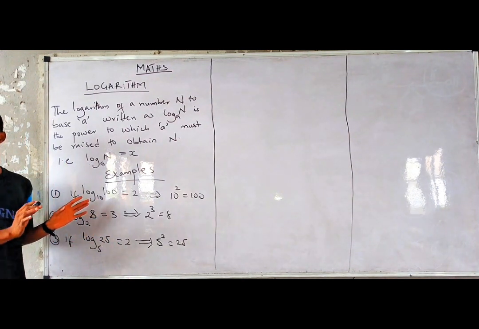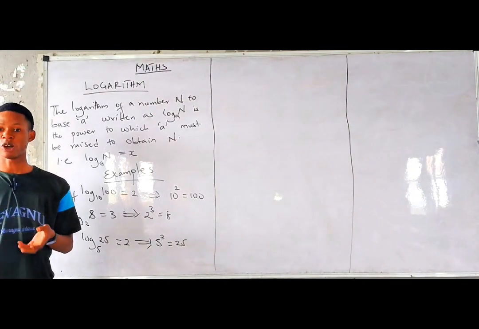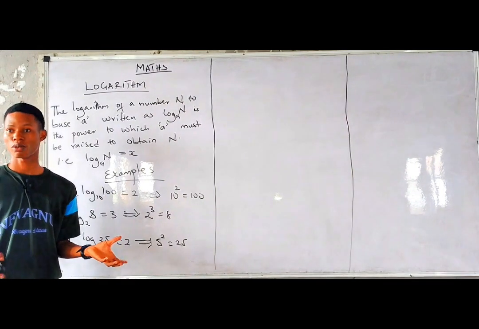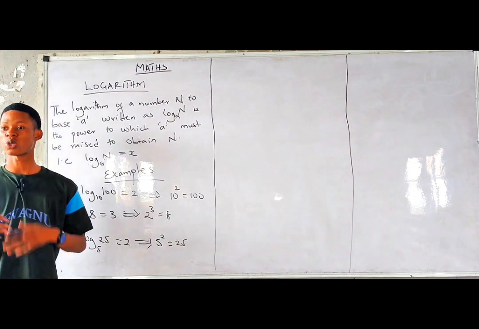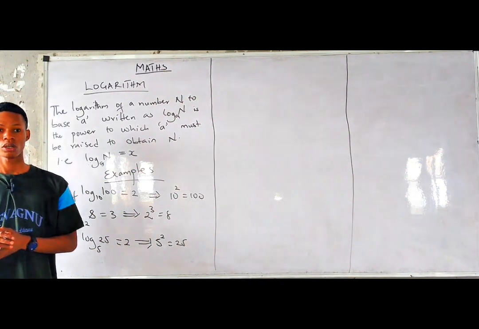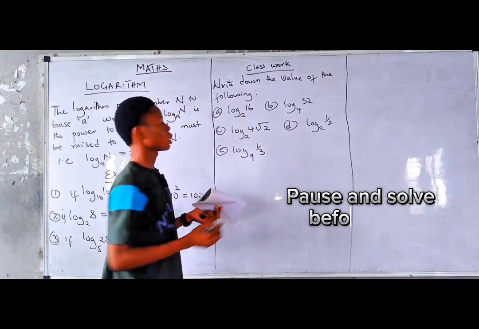Do you understand this? Please, if you don't understand, let me see your hand. Because once we go into the laws, we'll still be applying this. We have about 8 laws here too in logarithm. And after the 8 laws, we'll start solving different examples. Any question? Now solve number 2. So you can start.